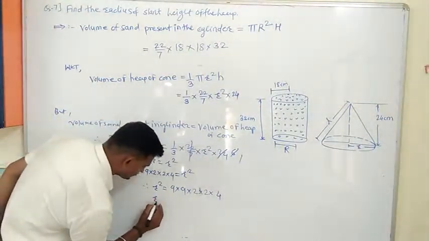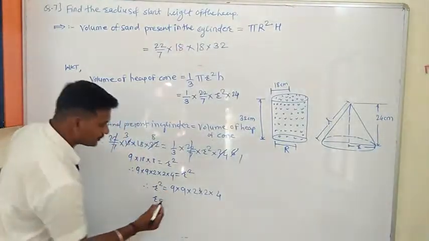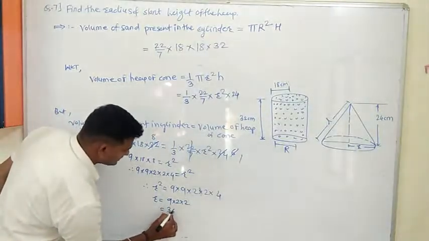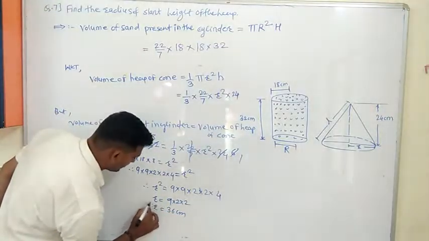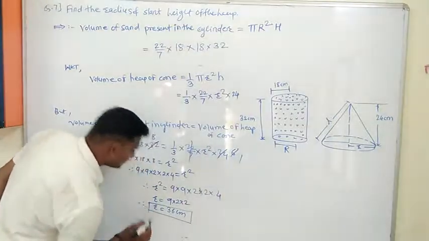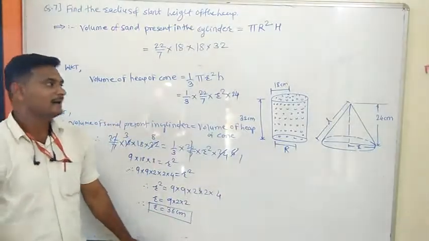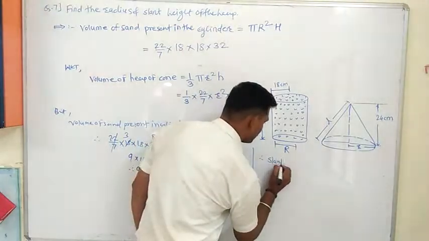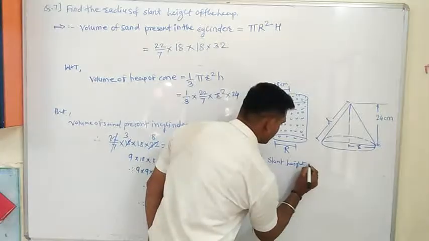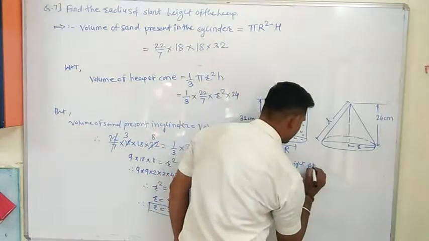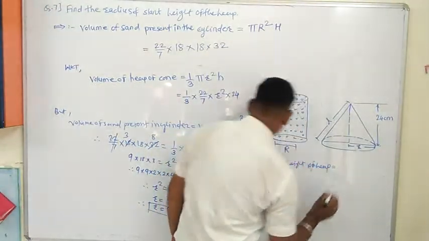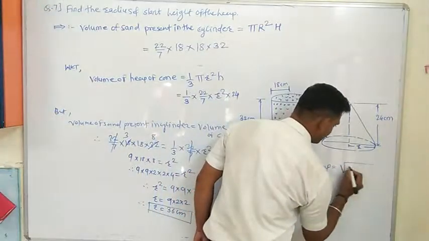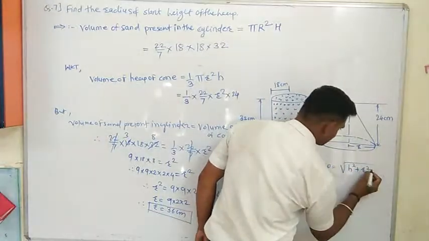After taking square root, we will get r is equal to 9 into 2 into 2, which is equal to 36 centimeter. Therefore, we got r is equal to 36 centimeter. And what we have to find here, L also we have to find. Therefore, slant height of heap is equal to, we know the formula to find the slant height, that is L is equal to under root h square plus r square.